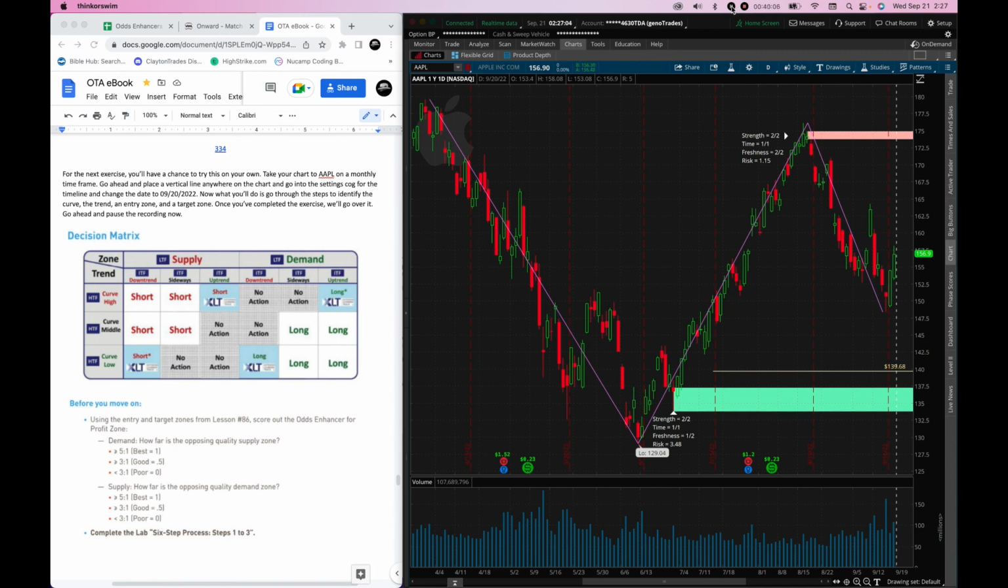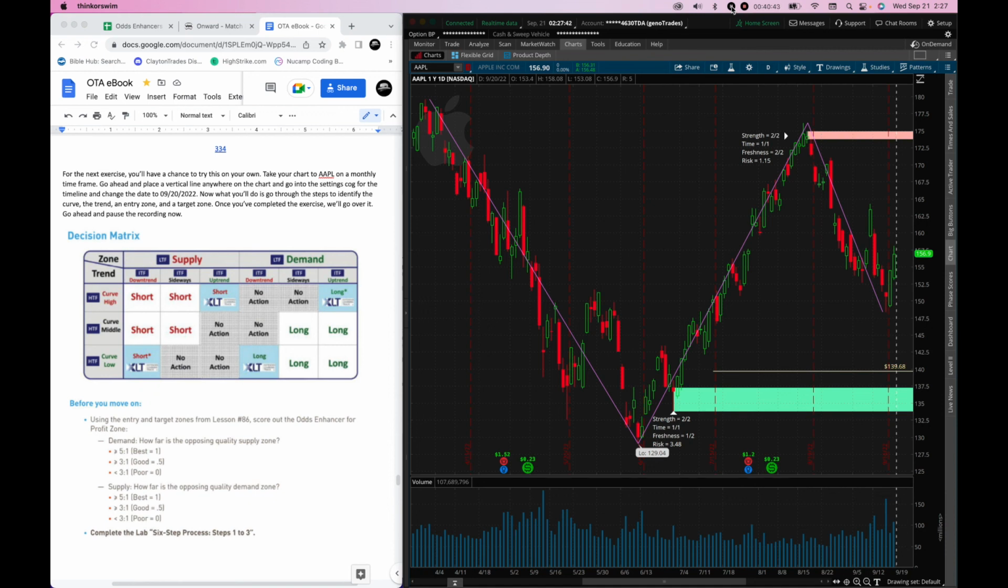All right, so that will conclude this particular lab. Before you move on, using the entry and target zones from this lesson, score out the odds enhancer for profit zone. Look at your demand zone and ask yourself, how far is the opposing quality supply zone? Is it equal or greater than 5-to-1? Is it equal or greater than 3-to-1? Or is it less than 3-to-1?